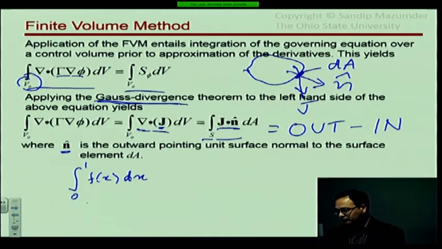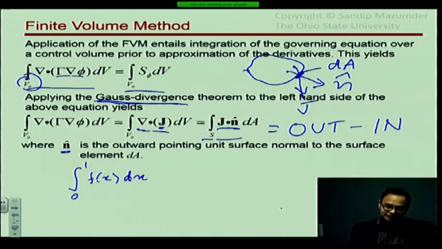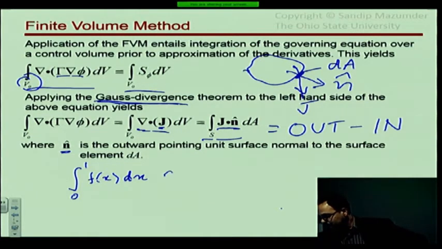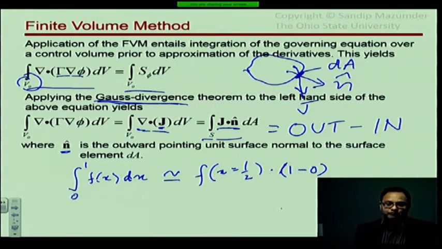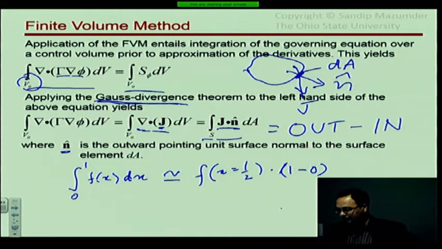So this is what I'm trying to integrate, let's say. Now, in the finite volume method, what it says is that this will be approximately equal to f at x equal to half times delta x. Delta x would be basically 1 minus 0. That's the approximation it's making. So now you might say, well, when is this true and when is this not true?